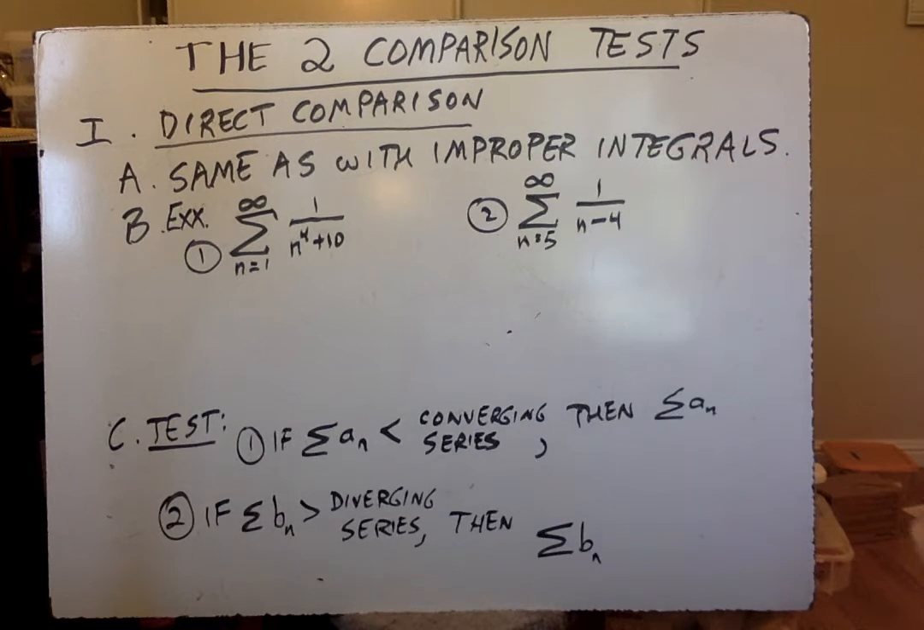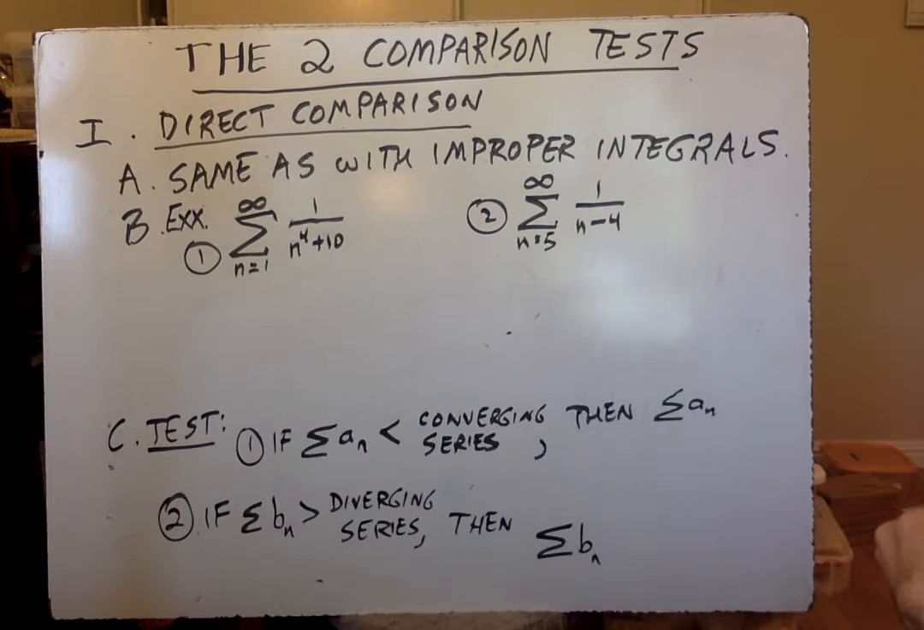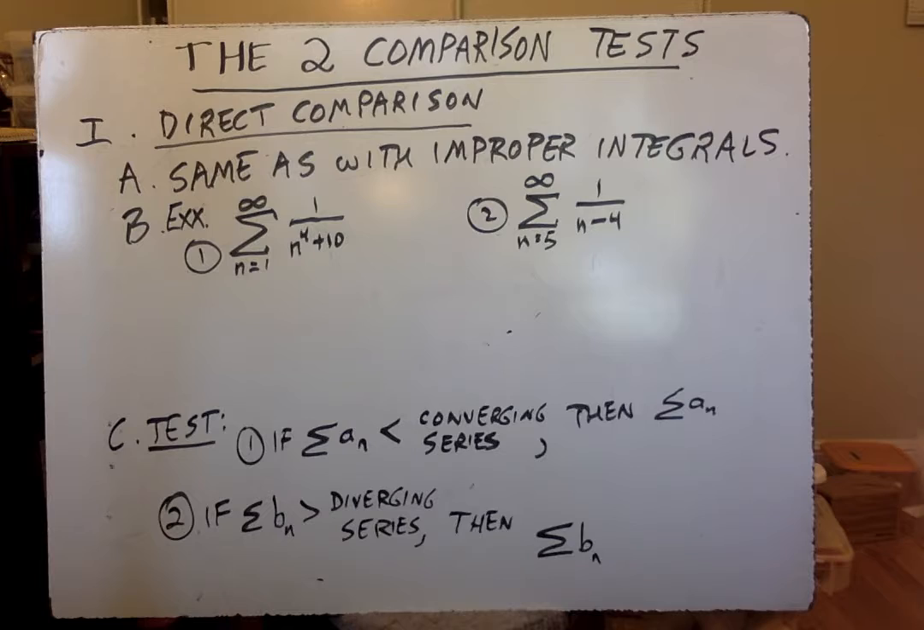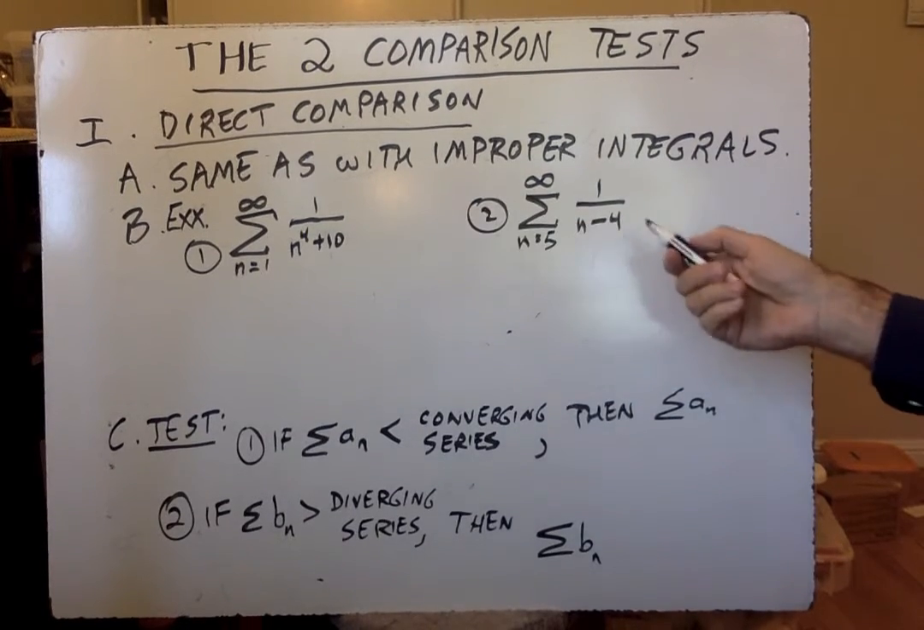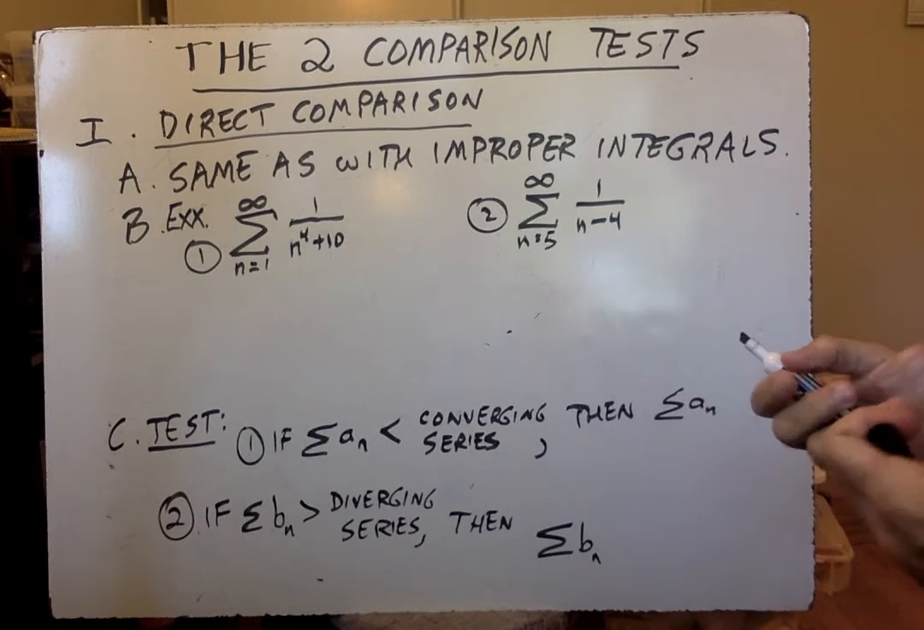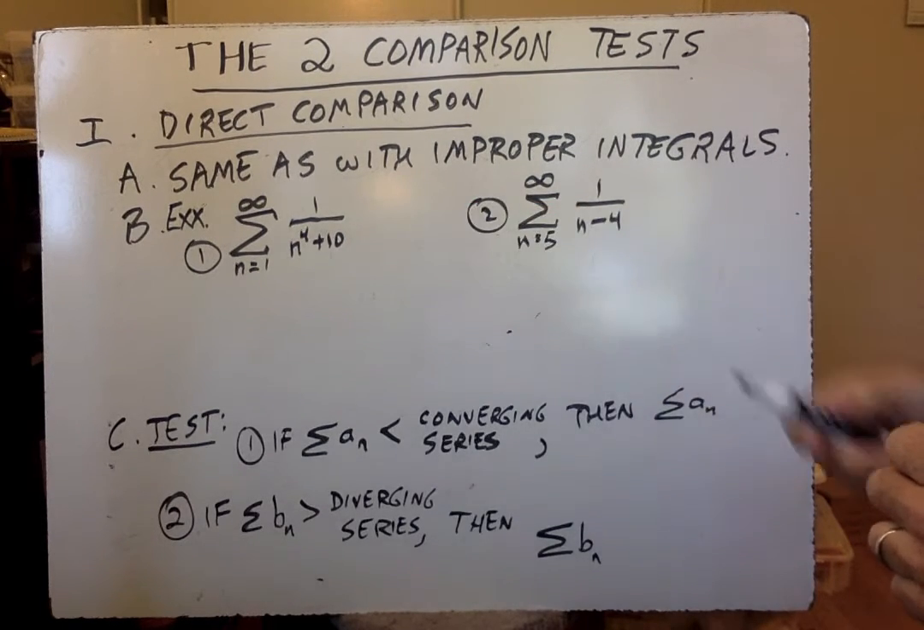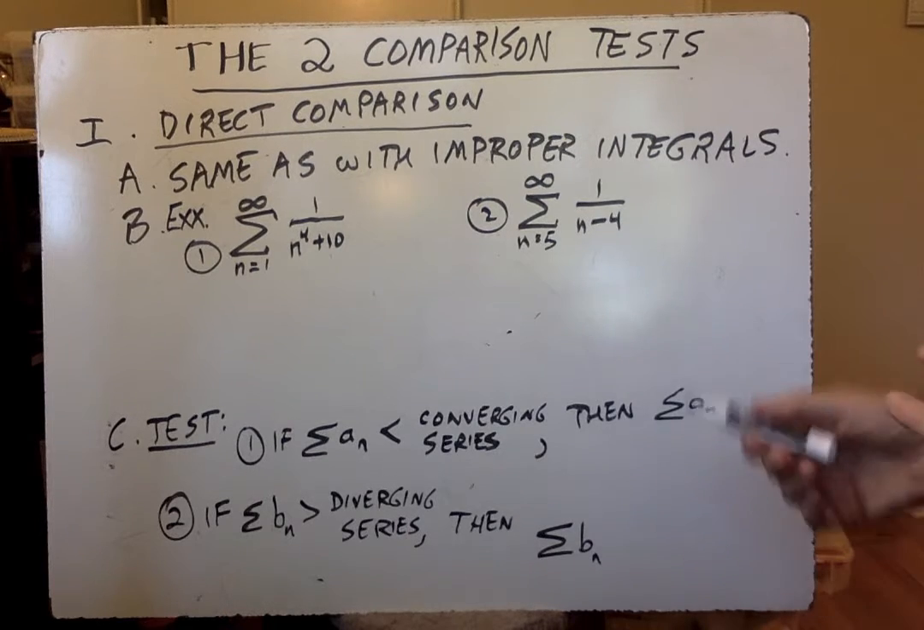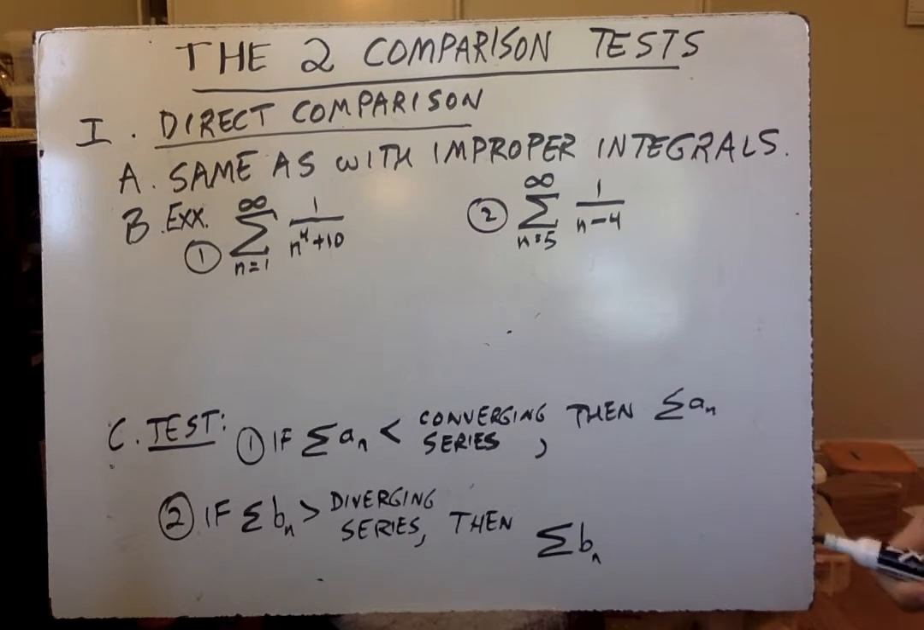The first comparison test is called direct comparison. You've already learned this idea. It's exactly the same as with improper integrals. Here are 2 examples. You may want to pause the video and figure out the convergence or divergence of these 2 series. And that's the question we're asking. We're not asking you to find a sum. Just give you these 2 series and ask you, do they converge or do they diverge? Show your work. That's the kind of thing.